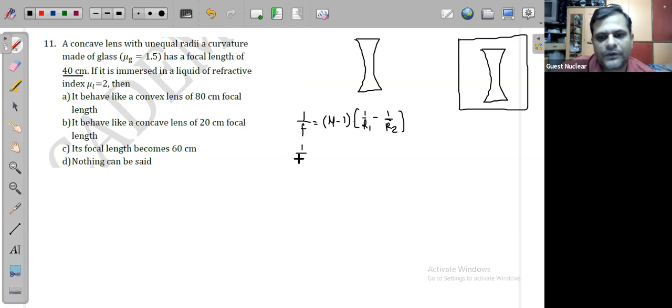F is going to be 40 centimeter, or we can just say this 1 upon f in air. Okay, ये air के अंदर उसका focal length होगा, जो कि हमको ऑलरेडी दिया हुआ है. The focal length in air, which is given to be 40 centimeter. Just keep it in mind.